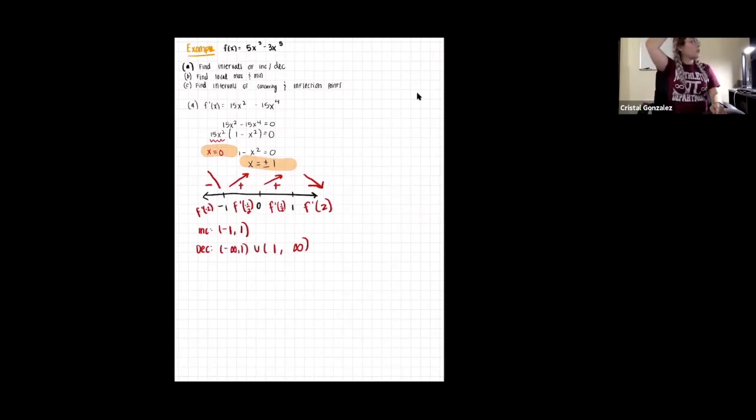So hopefully we all got that for our intervals of increasing and decreasing. And now our job is to find our minimum and our maximum value. Now we know that a minimum happens here at -1, and a maximum also happens here at +1. But now we only know that they happen there. We actually need to figure out how high they go.